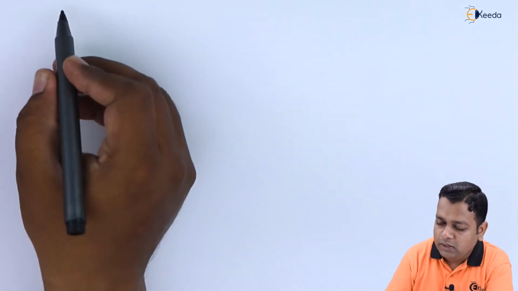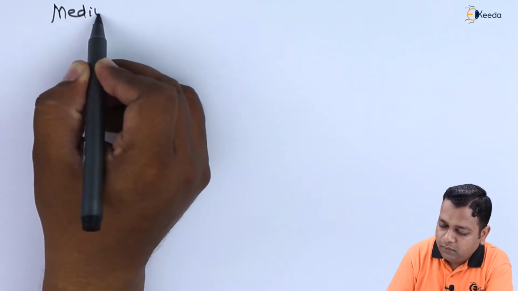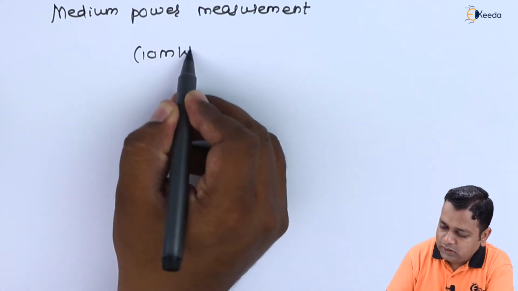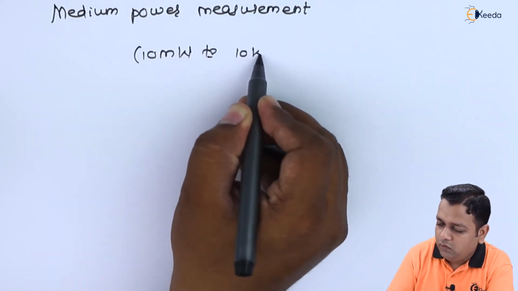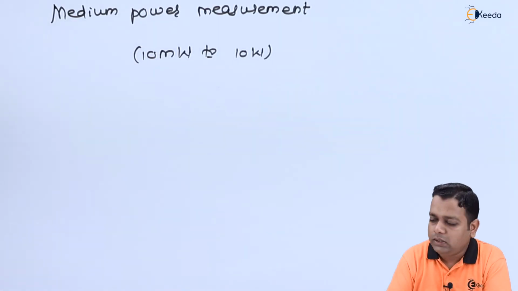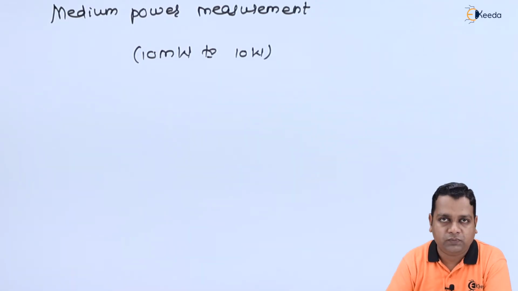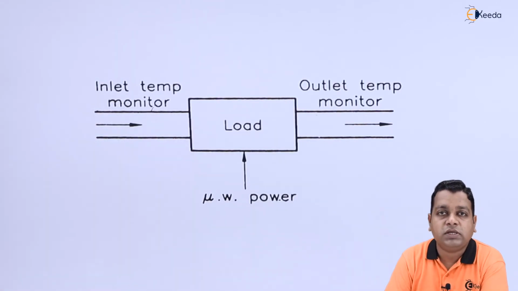Now as the low power measurement has been discussed so far, there is the medium power measurement. For medium power measurement we have power ranging from 10 milliwatts to the top of 10 watts. Basically 10 milliwatts to 1 watt is also taken, and we can also extend to 10 watts. Now as mentioned before, for the measurement of medium power we use the calorimetric technique. In this calorimetric technique, as we know, calorie is the measurement of the temperature.